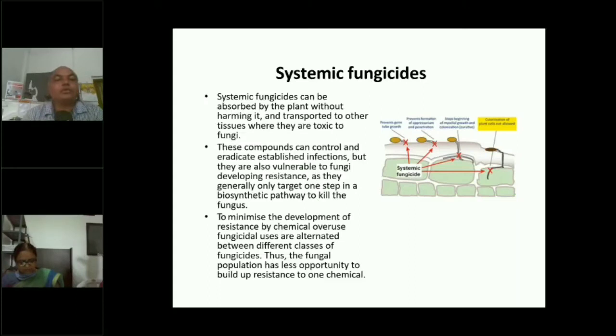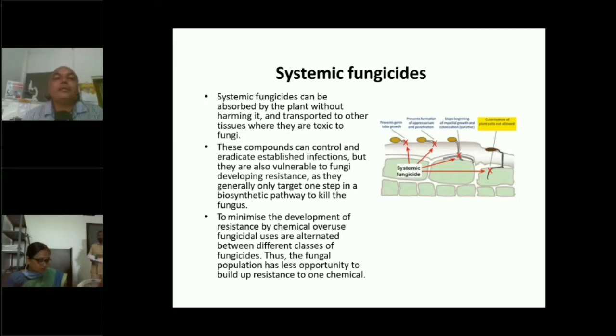But they are also vulnerable to development of resistance, because when you repeatedly use a systemic fungicide one after another, then there will be chances of getting resistance in that pathogen against that systemic fungicide. Therefore, you have to use different systemic fungicides at different times. Do not use one systemic fungicide regularly. Therefore, to avoid this resistance, you have to use different groups of systemic fungicides.